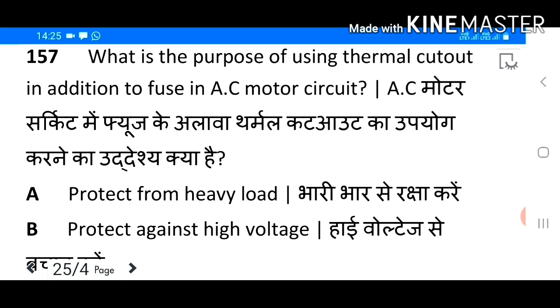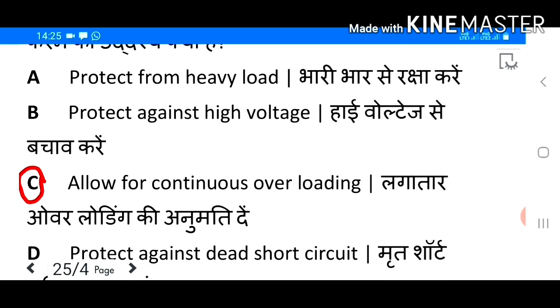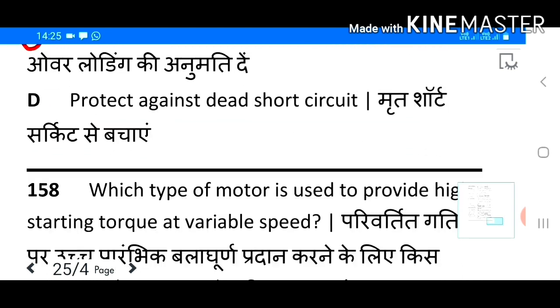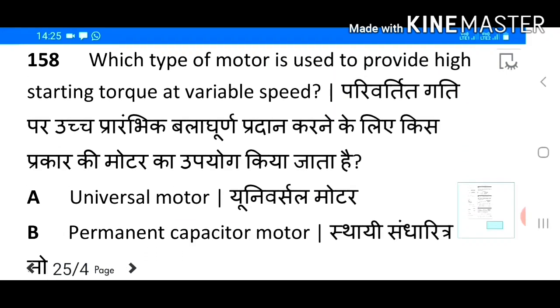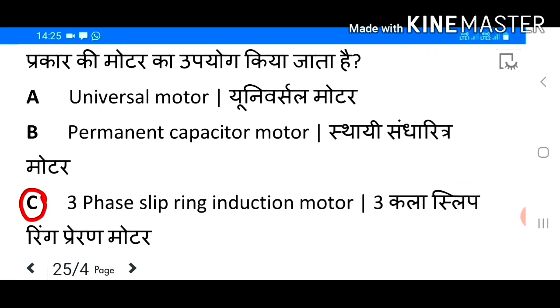157. What is the purpose of using thermal cutout in addition to fuse in AC motor circuit? Answer C. Allow for continuous overloading. 158. Which type of motor is used to provide high starting torque at variable speed? Answer C. 3-phase slip ring induction motor.